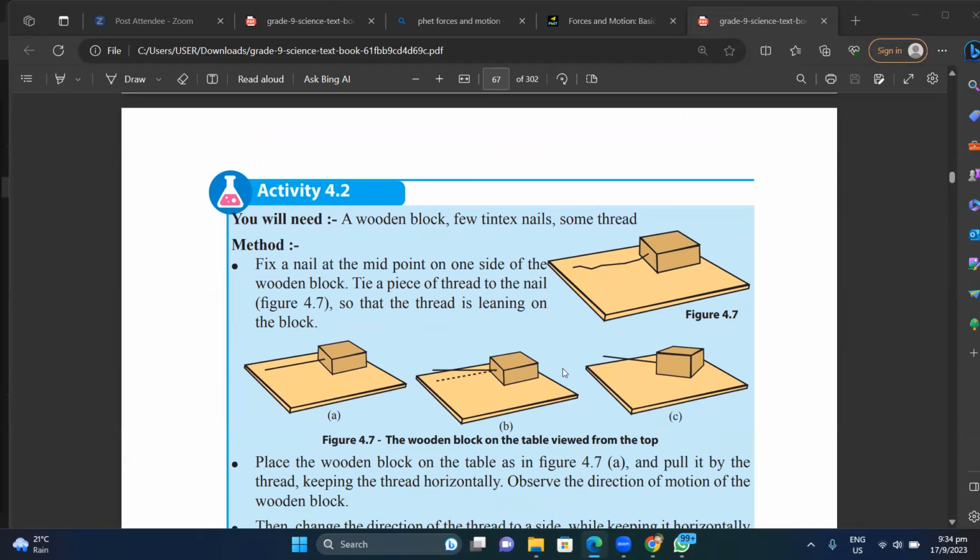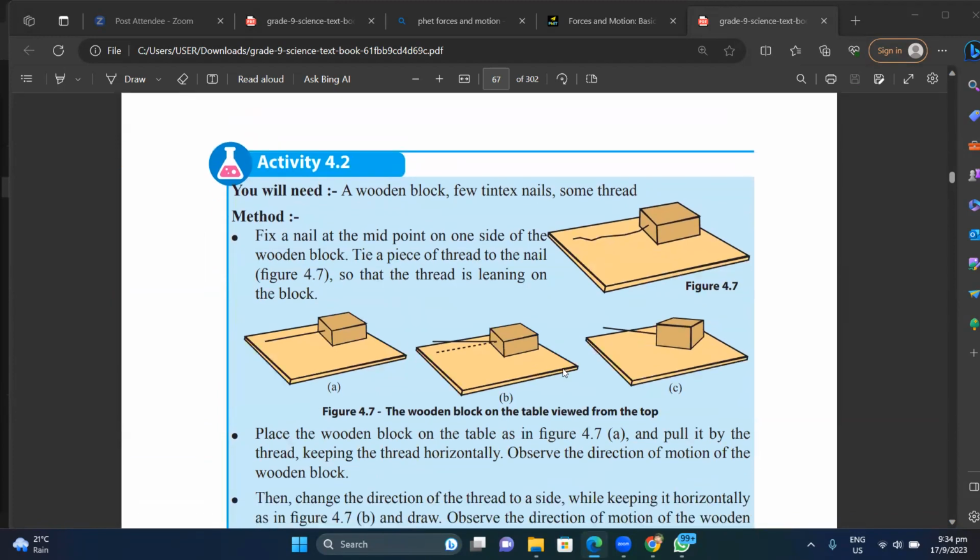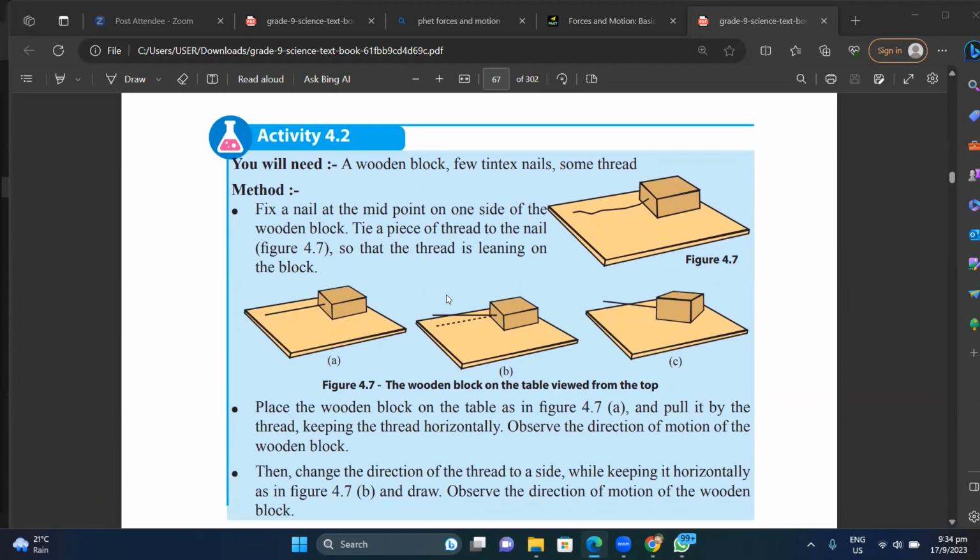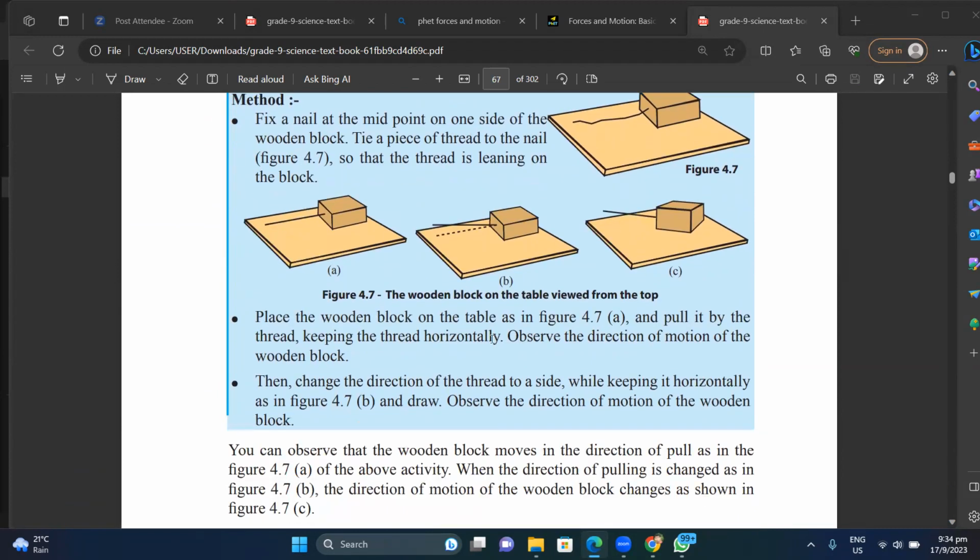Okay, here this is to show you the direction. Fix the nail at the midpoint of the wooden block. Tie the piece of thread to the nail. Okay, then place the wooden block on the table and pull by the thread, keeping the thread horizontal.